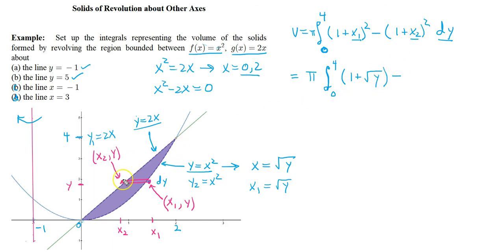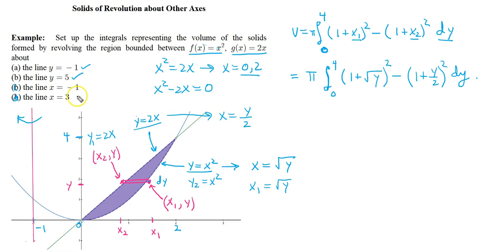The x2, that lies on the curve y equals 2x, or x equals y over 2. So putting x2 comma y in here, I get x2 equals y over 2. And so this is going to be 1 plus y over 2 squared dy. Oh, and I forgot my square right here. That's a square right there. And there we go. You can FOIL each of these out, and you'll be able to easily integrate it.